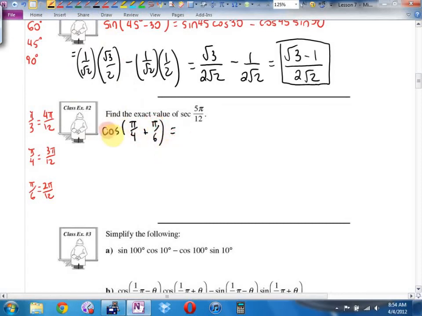Except once I'm done, this is going to give me the cosine. How would I find the secant if I know the cosine? The very, very end, what am I going to have to do with my final answer? How are secant and cosine related? Amanda? So once I know cosine, how will I find the secant? Flip it, okay? Pick your pencils up. So we're going to do this.